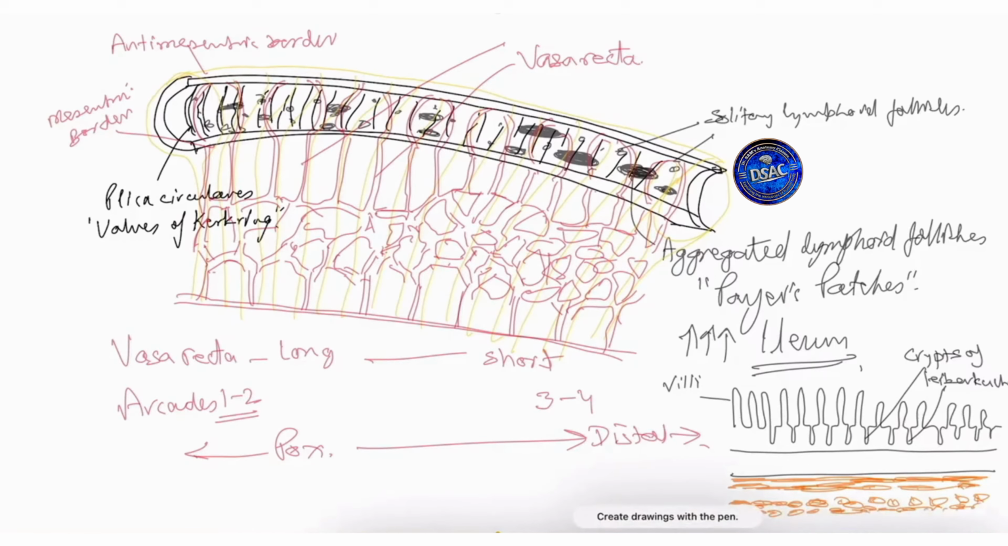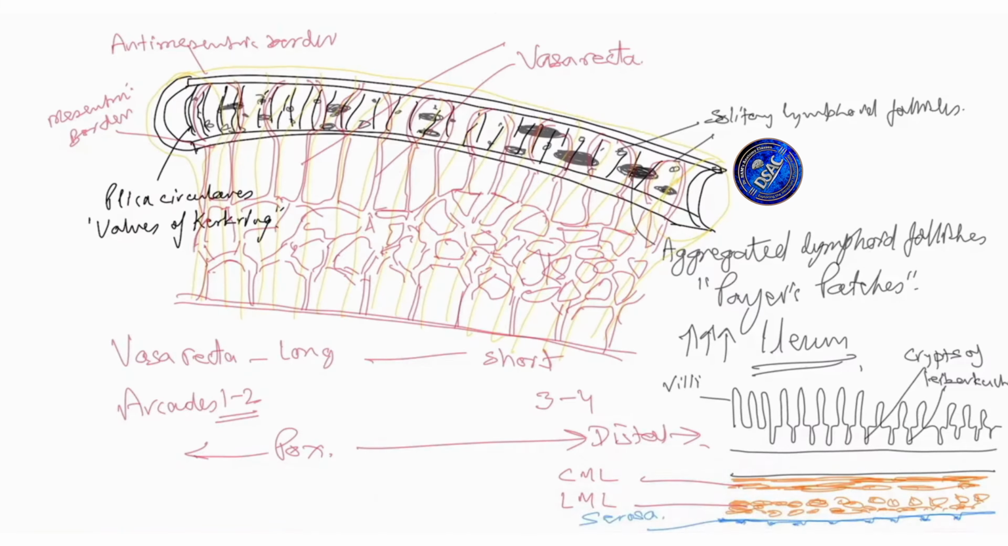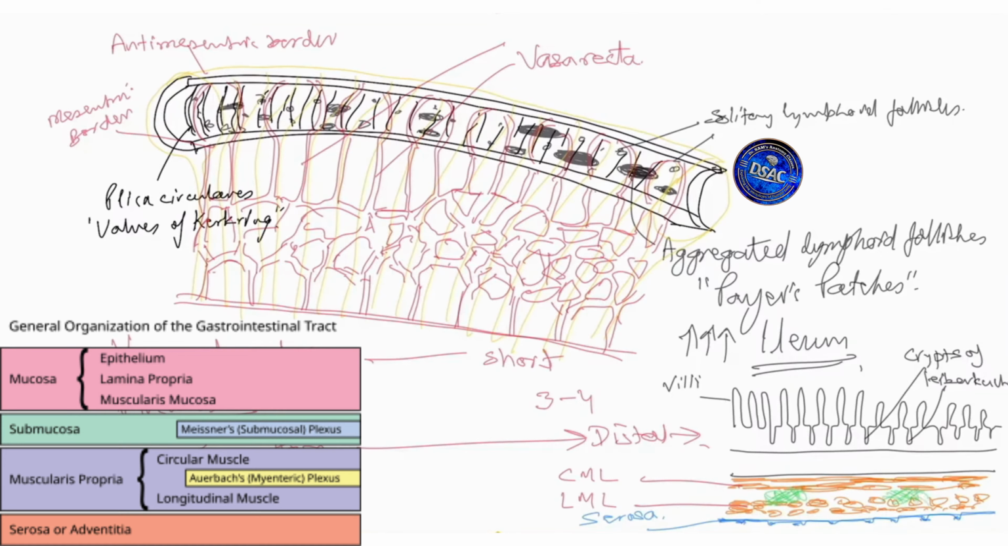Because it's a peritoneal covered organ, the outermost surface will be made up of serosa. Serosa is a cellular covering made up of mesothelial cells. Simple squamous epithelium surrounds this small intestine, and that is called serosa. This is the circular muscle layer, and this one is the longitudinal muscular layer. In between the circular and longitudinal muscle layers, you will find a nerve plexus. This is a part of the enteric nervous system, and this nerve plexus is called Auerbach's plexus, or myenteric plexus. There's a plexus here also in the submucosa called Meissner's plexus.